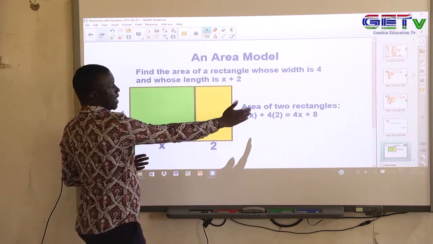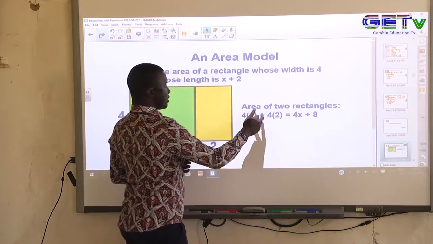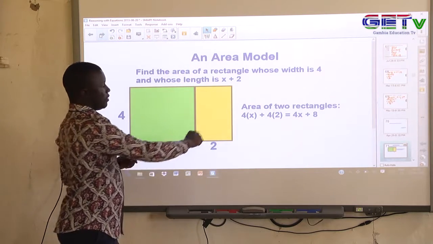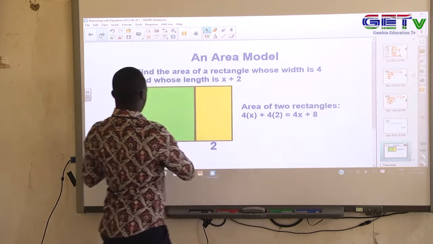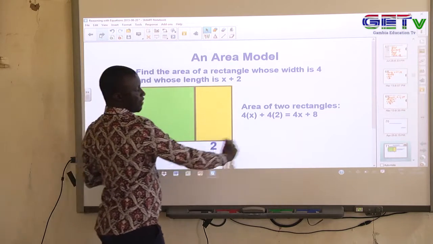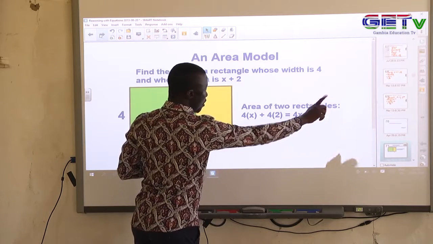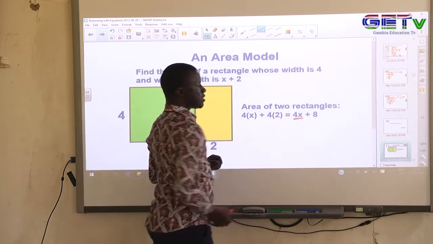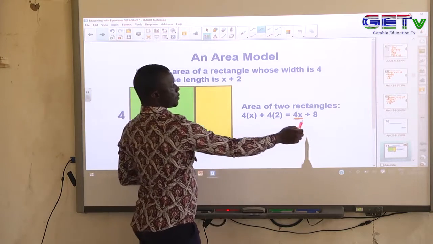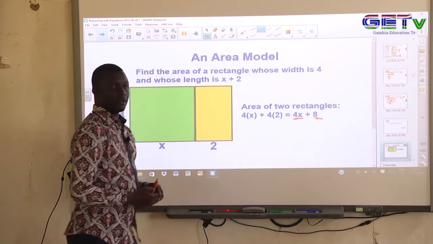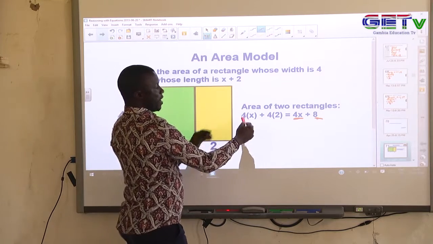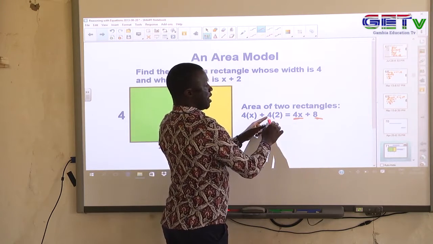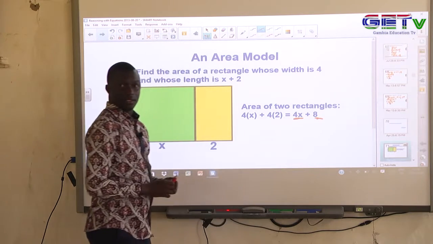So the area of the two rectangles here is 4 times x, which is the width times the breadth, plus 4 times 2, the width times the breadth again, which is equal to 4x plus 8. 4 times x is obviously 4x, and 4 times 2 is what? 8. From a bracket here, we have expanded our brackets by multiplying 4 by x, having 4x, and 4 by 2, having 8.